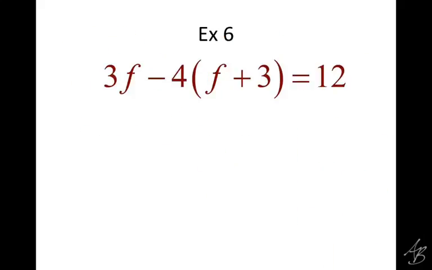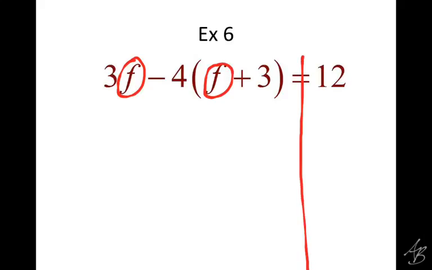This problem here, it's the same type of problem because we have the f in 2 different places. They're both on the same side of the equal sign, though. What's the first thing we're going to need to do? Distribute. So I'm going to distribute this 4. I'm going to do the 4 times the f and the 4 times the 3. But this is kind of a tricky one. That's not really a 4. It's a negative 4. So we have to be very careful about that.